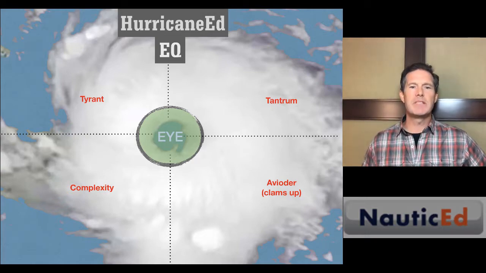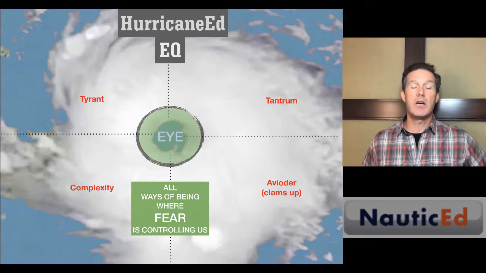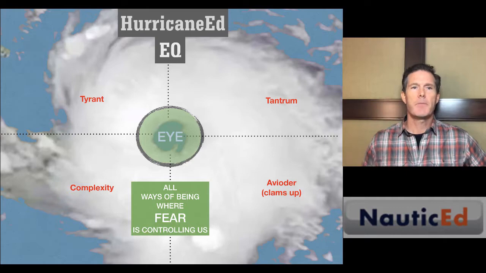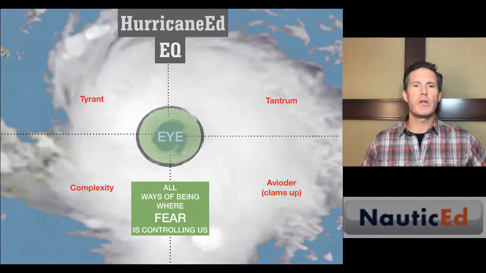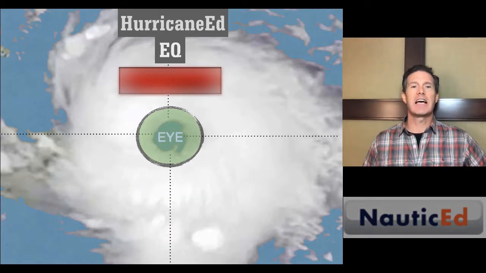Why do I keep the eye of the hurricane in the center there highlighted? Because all these ways of being in the storm is where fear is controlling them. The fear that they have is what gets them there. And you've got to uncover what that fear is. And the only way to do that is to stay in the eye of the hurricane.